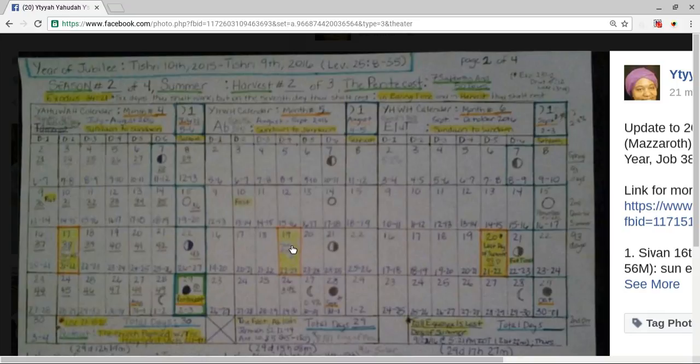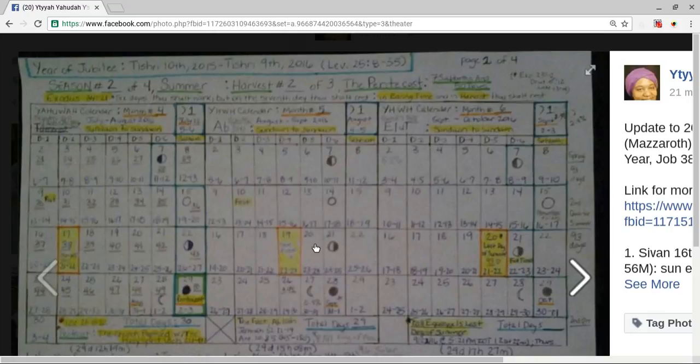So the total number of days from the 18th day of the fourth month of the moon to the 19th day of the fifth month of the moon, I got a total of 32 days. And the actual timing was 31 days and 17 hours.